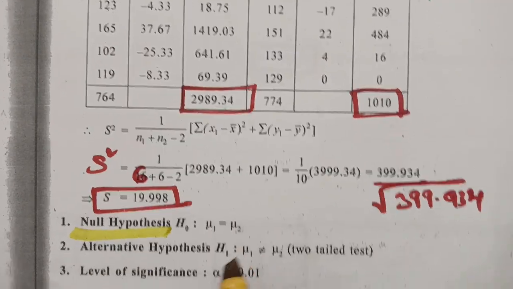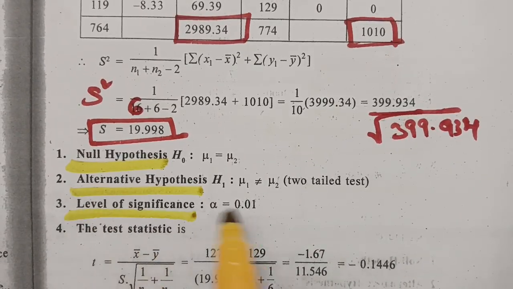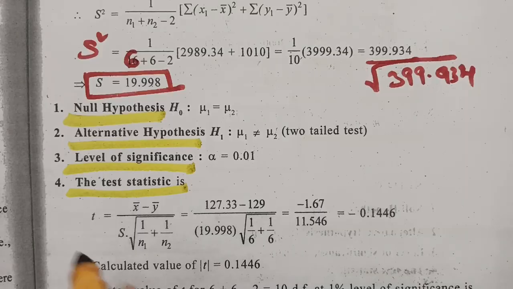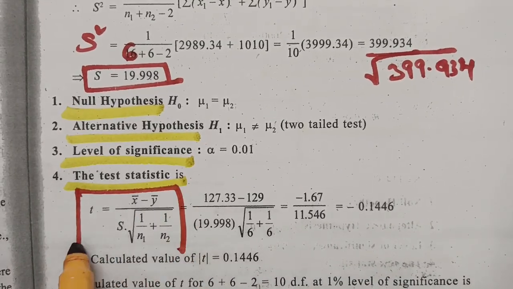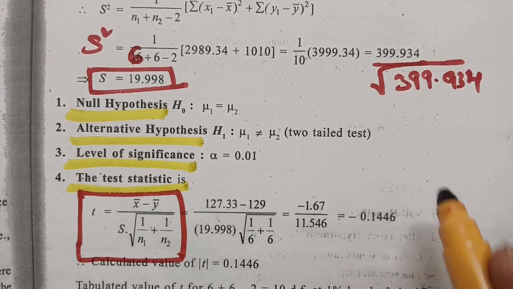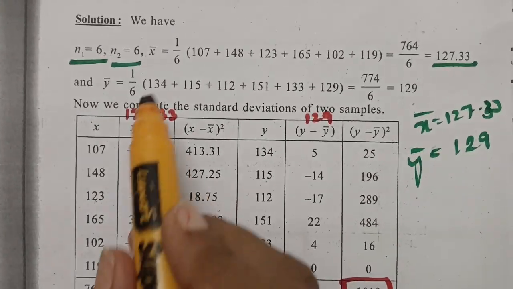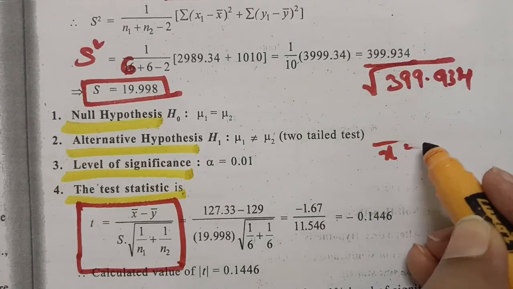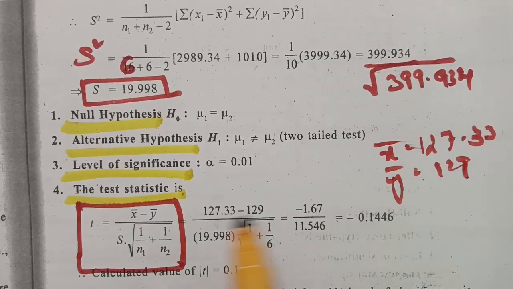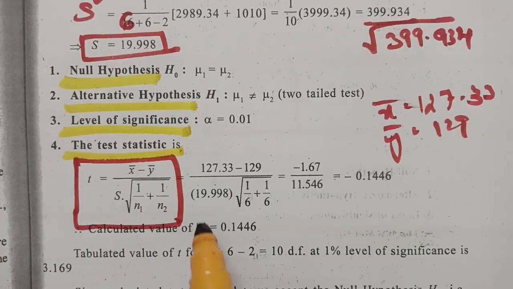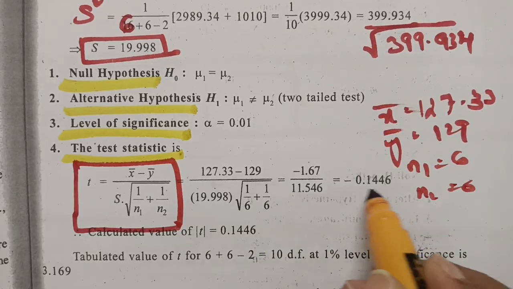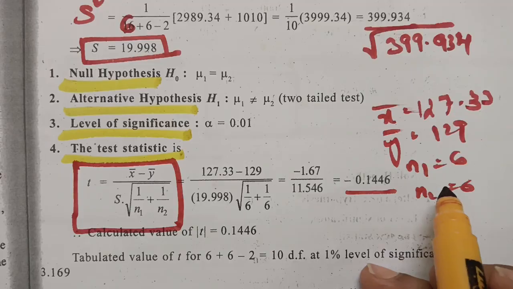So as usual, we have to go with the 5 steps. First one is the null hypothesis, mu1 equal to mu2, alternate hypothesis, mu1 not equal to mu2, level of significance, alpha is equal to 0.01, test statistic. So this is the formula. Every time we use t is equal to, for difference of means, x bar minus y bar by s into root over 1 by n1 plus 1 by n2. Clearly x bar is 127.33, and y bar is 129, and standard deviation here is 19.998, with n1 equal to 6 and n2 equal to 6. After substituting, we got the value as minus 0.1416.